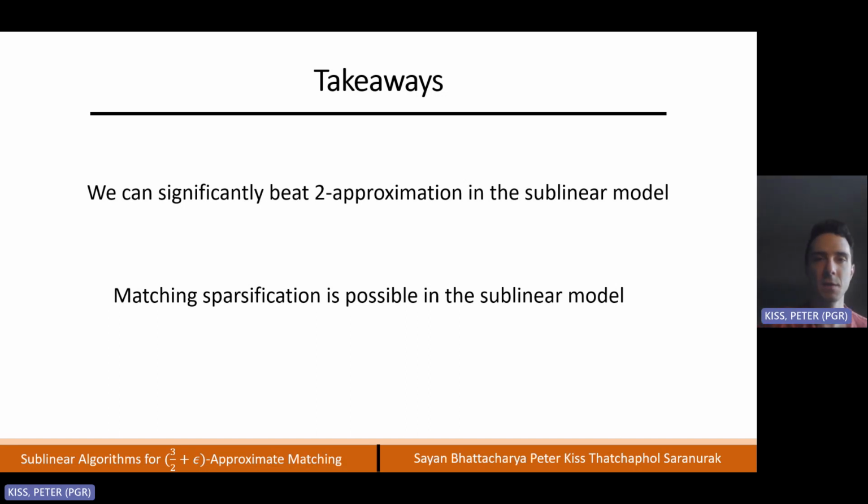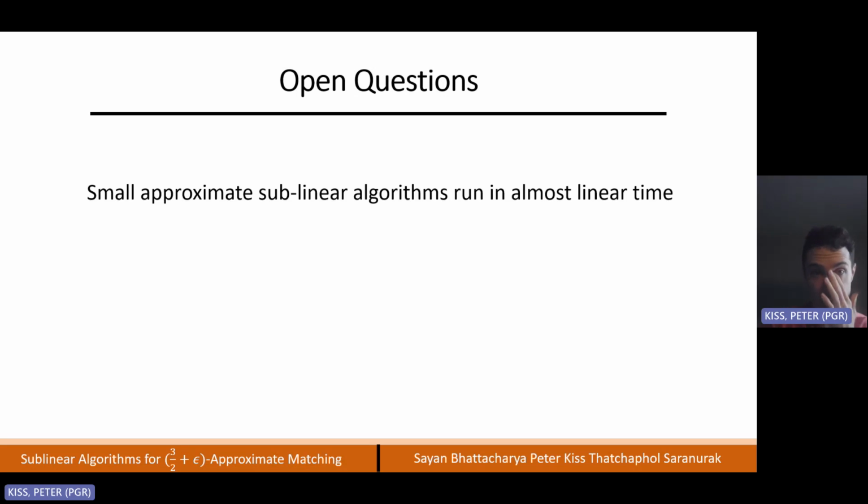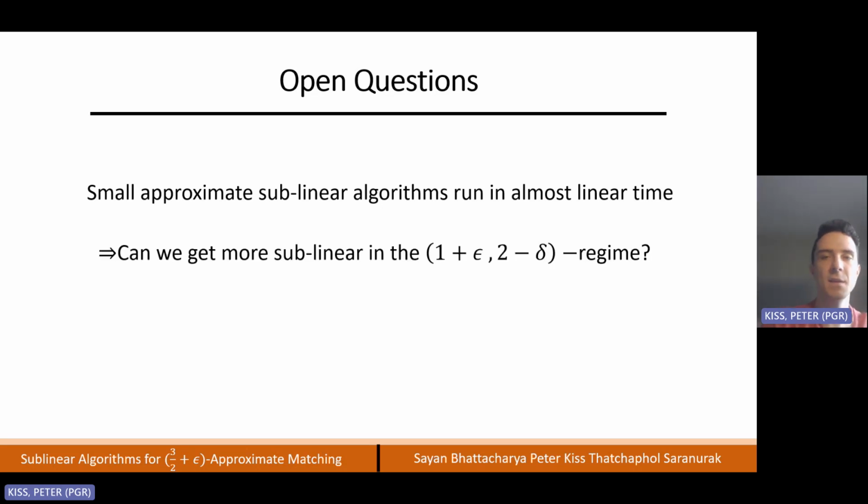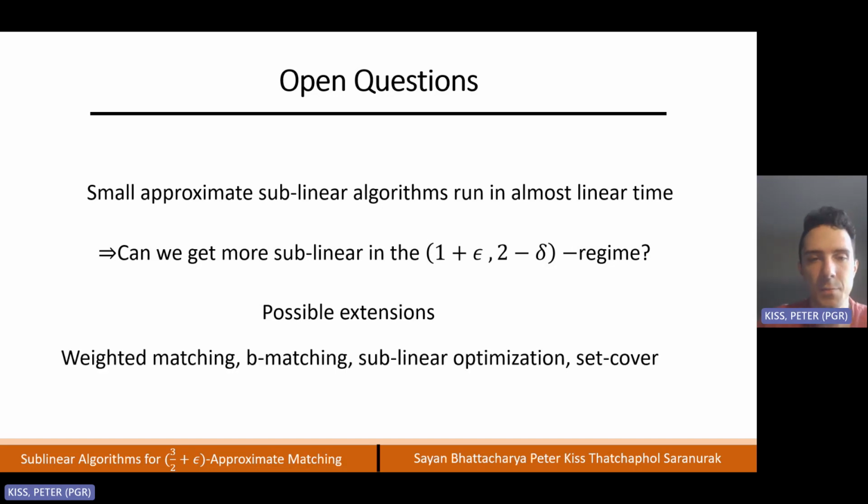What open questions I would propose: these three sublinear algorithms which were on that chart, which work in the 3/2 and lesser regime, all work in almost n squared time. It would be interesting to see if there is something closer to n or Õ(n), which is actually necessary in this model for anything to work. And also possible extensions like weighted matching, b-matching, sublinear set cover. So any sublinear LCAs and algorithms for these problems would be very interesting in my opinion.